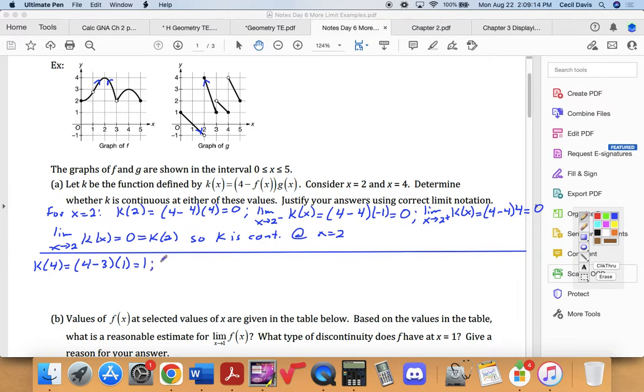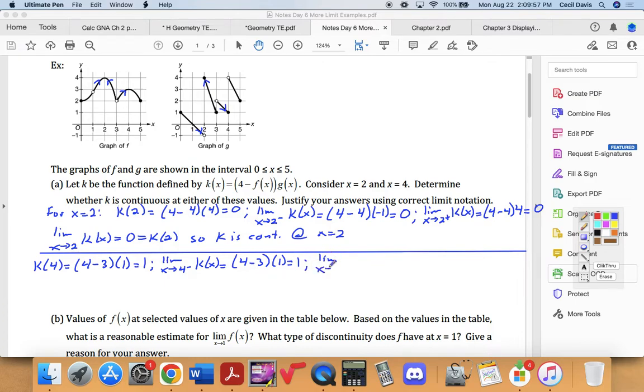All right, so let's do the limit as x goes to 4 from the left of k of x. So that's going to be 4 minus, as we approach 4 from the left, f of x still approaches 3. As we approach 4 from the left, g of x approaches what? 1. And we've already showed that that's 1. Like, great. This looks like it's going to be continuous. Not so fast.